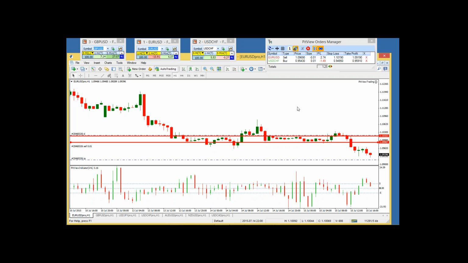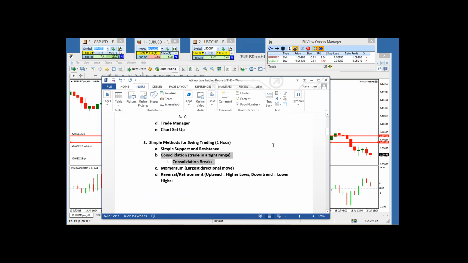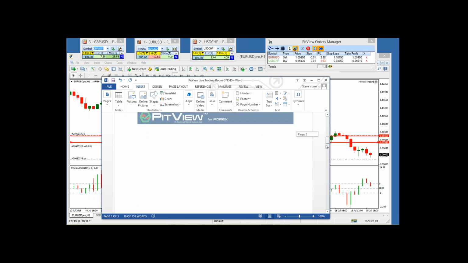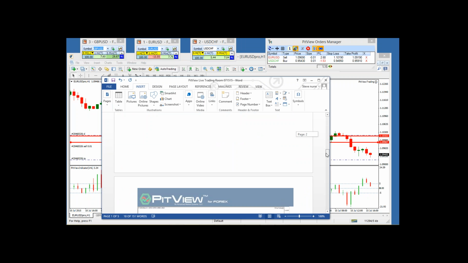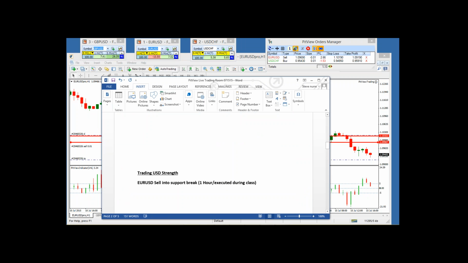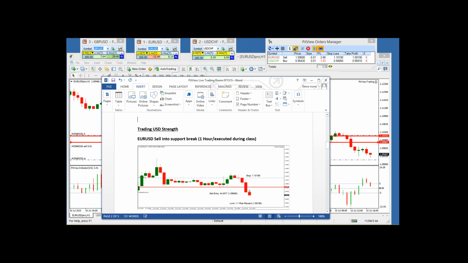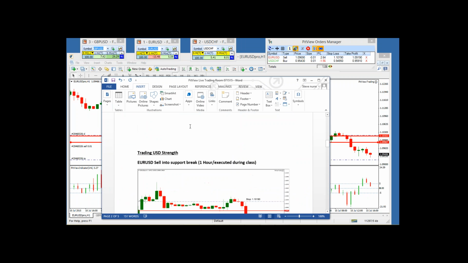Now, two things to notice here when it comes to consolidation, because this goes back to, and I'm sorry for assuming that some of you were in the morning class, so let me just pull up our trade from this morning's class, because we usually have been breaking things down into trading dollar strength and dollar weakness.